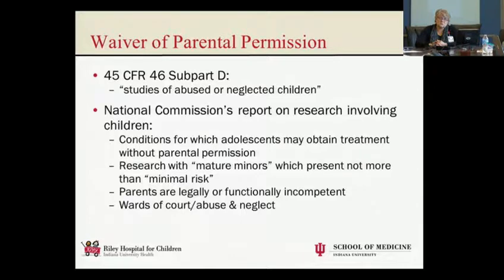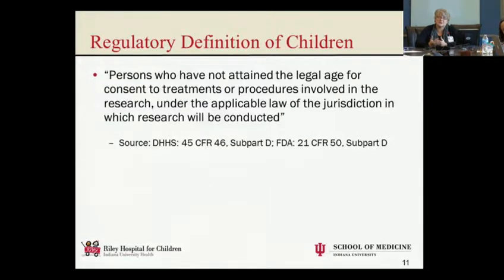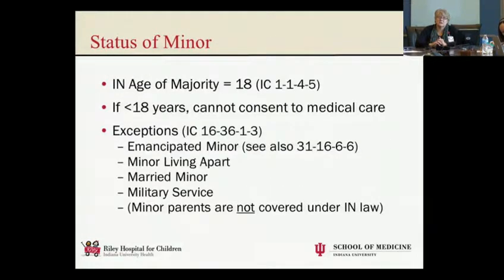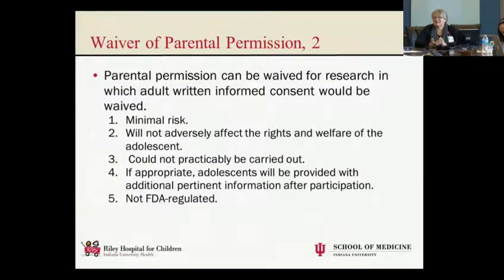Number 2 is sort of loose, mature minors, minimal risk, but it's really spelled out later on, because we allow waivers of parental permission when we allow waivers of adult written informed consent. And these are cases where the research is minimal risk. It won't affect the rights and welfare of the adolescent. It could not practically be carried out otherwise, and if appropriate, adolescents will be provided with additional pertinent information after participation. And finally, the research can't be FDA regulated.